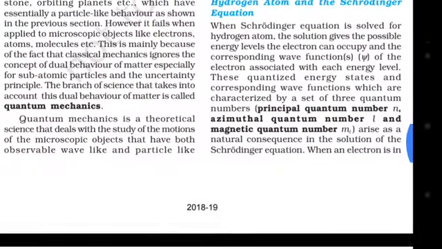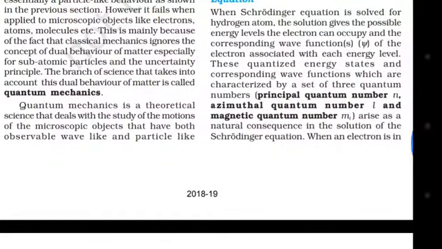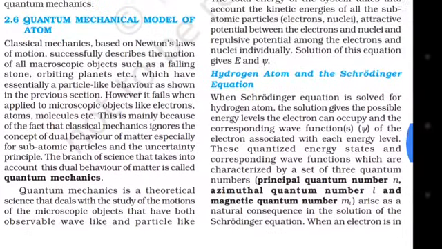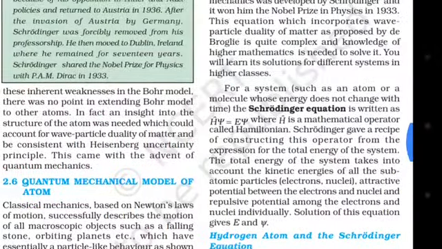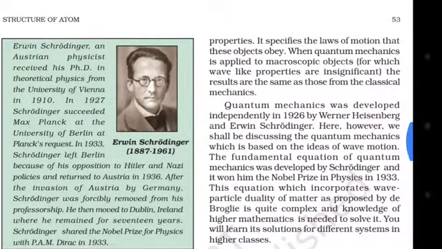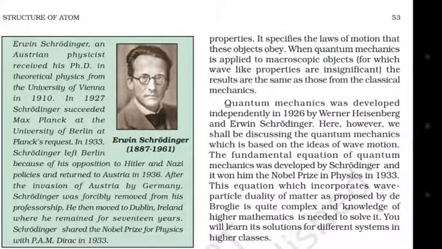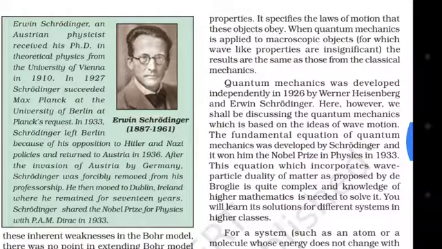is called quantum mechanics. Quantum mechanics is a theoretical science that deals with the study of motions of microscopic objects that have both observable wave-like and particle-like properties. It specifies the law of motion that these objects obey. When quantum mechanics is applied to macroscopic objects for which wave-like properties are insignificant, the results are the same as those from the classical mechanics.